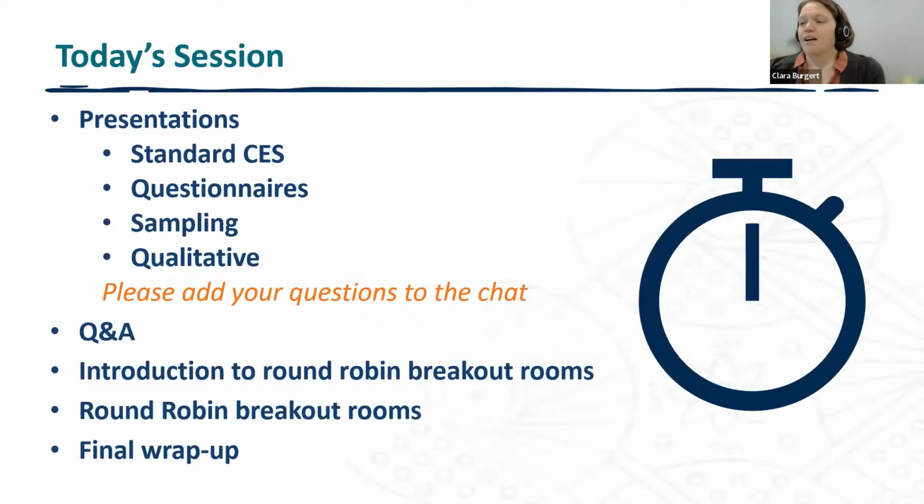So today's session, we'll have some quick presentations around what the standard CES looks like for those of you who are less familiar with it. And then Erica will present around questionnaire expansion. Joyce will present around sampling, and Dr. Clara Jones will present around qualitative work. Please add your questions in the chat as we go along so that we can capture those. We'll have a Q&A session following that. We'll then introduce our roundtable round robin breakout rooms, and then we'll have the round robin session, and then finally we'll have a quick wrap up with next steps.